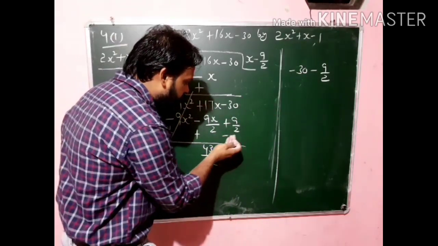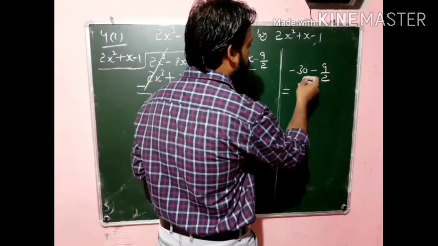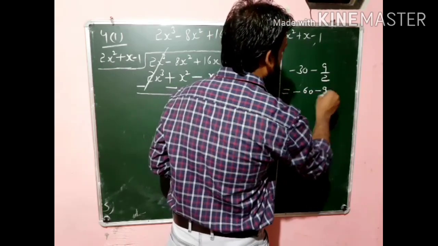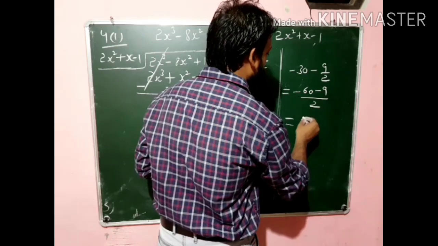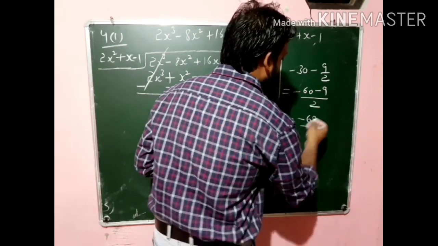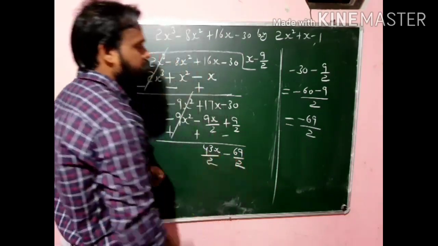and this 9 by 2 has a negative sign. So write down this one also, minus 9 by 2. Now take the LCM, 3 to 60. So it will become minus 60 and minus 9 as it is, over 2. Then minus minus is plus, 60 plus 9 becomes 69. Of course the minus sign will remain as it is, minus 69 by 2.